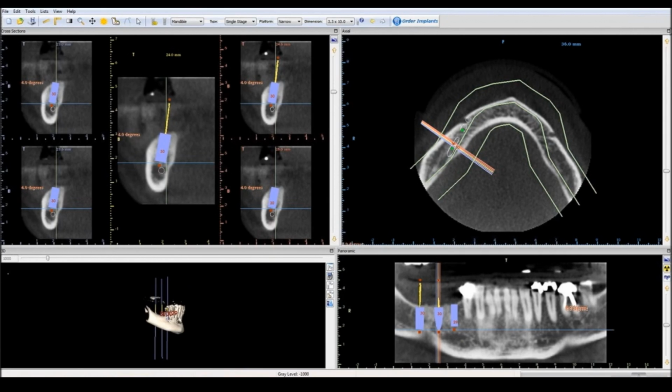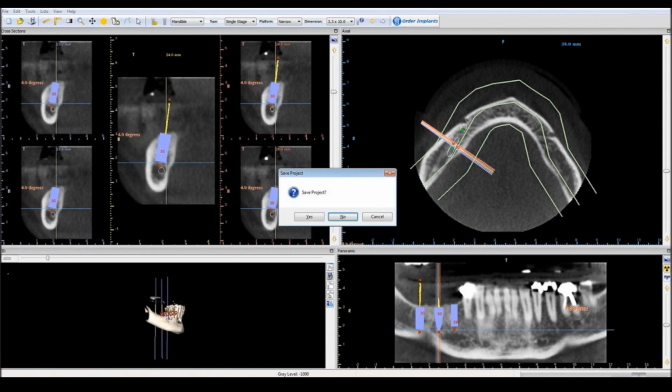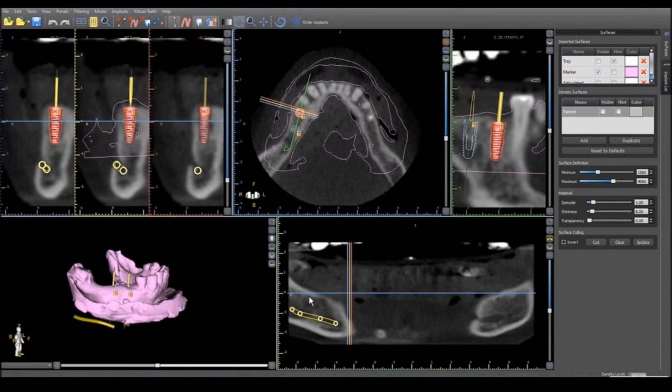Michael, are there any questions about the planning process so far? No, there are no current questions. If anybody has questions, please enter them into the chat box on the bottom right hand of the screen.